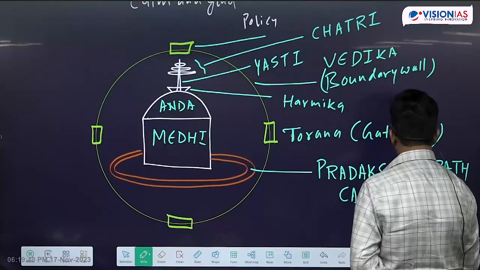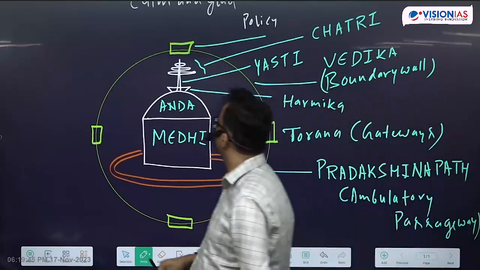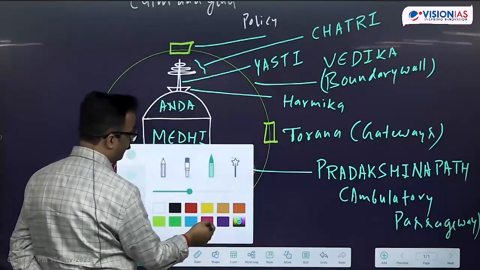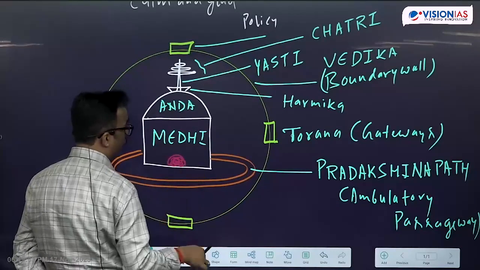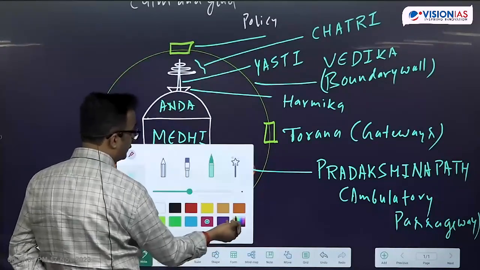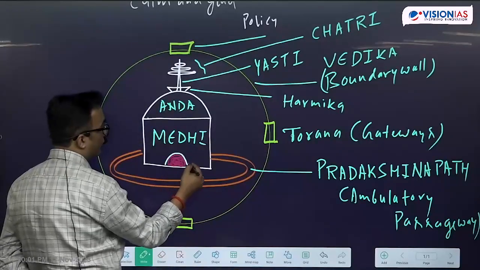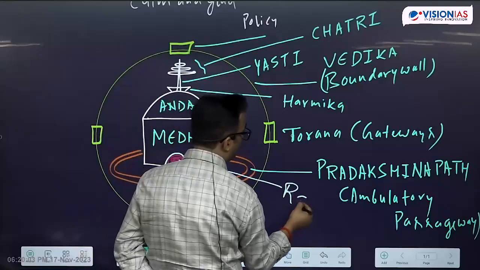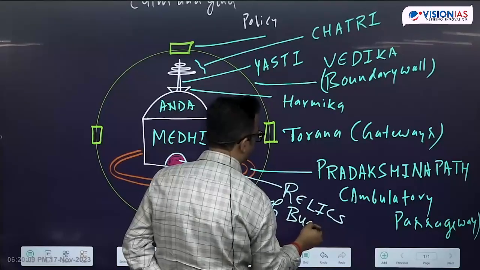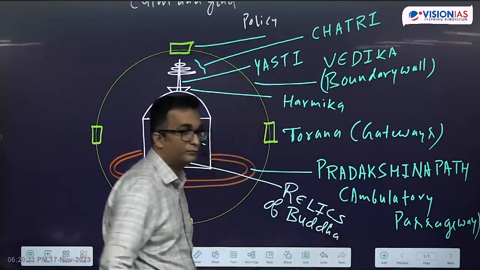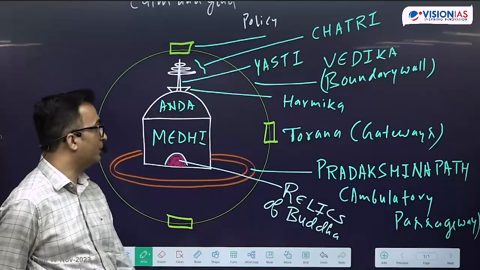Some of you are not creating. And one last part. So this is the remains of the Buddha, or relics of the Buddha. So this is relics of Buddha. Which one? Ambulatory passageway.